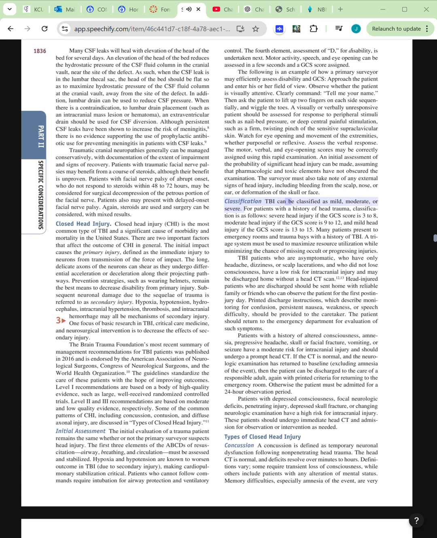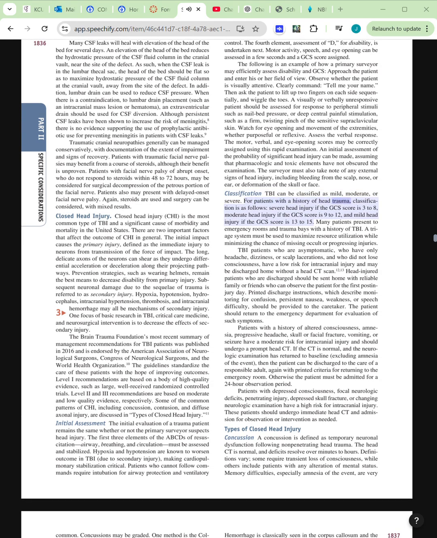Classification. TBI can be classified as mild, moderate, or severe. For patients with a history of head trauma, classification is as follows. Severe head injury if the GCS score is 3 to 8, moderate head injury if the GCS score is 9 to 12, and mild head injury if the GCS score is 13 to 15.